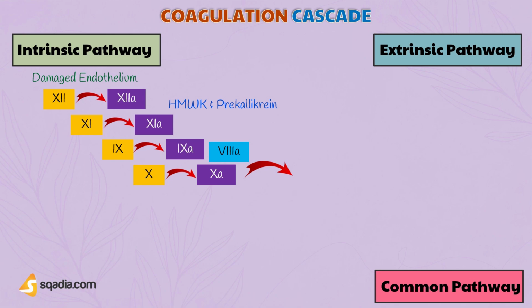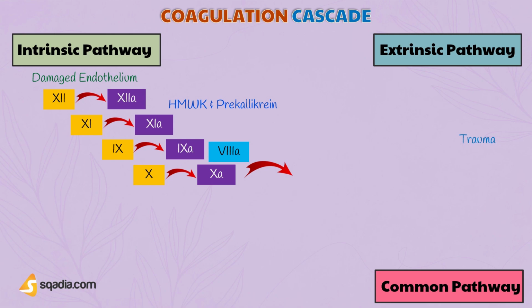The intrinsic pathway, along with the extrinsic pathway, plays a crucial role in the coagulation cascade by ensuring the formation of a stable blood clot. The intrinsic pathway responds to damage to the blood vessels themselves and is triggered by contact with negatively charged surfaces.